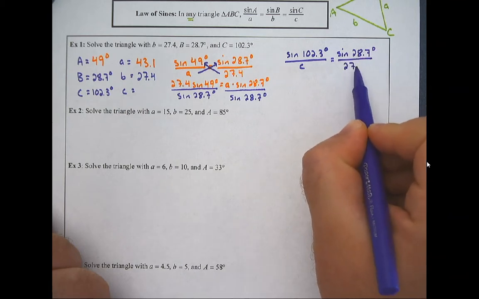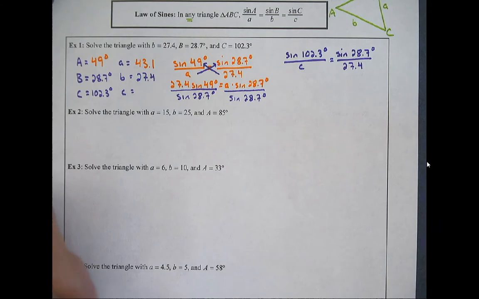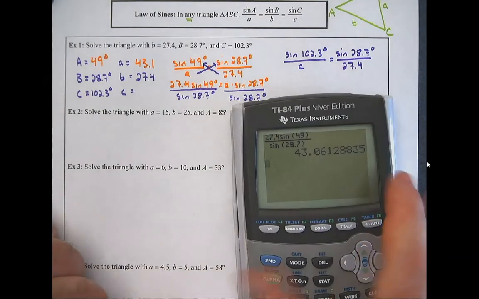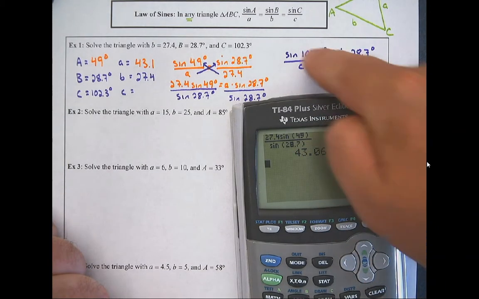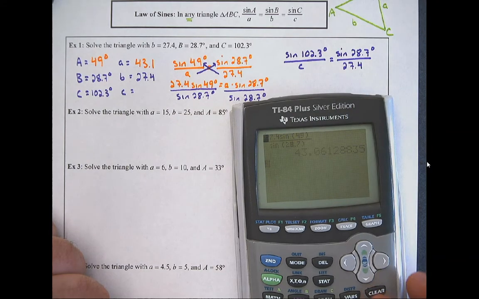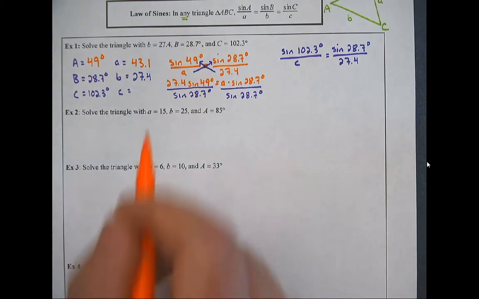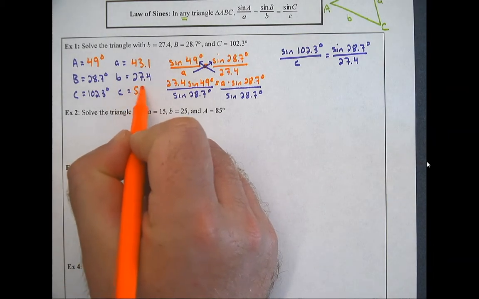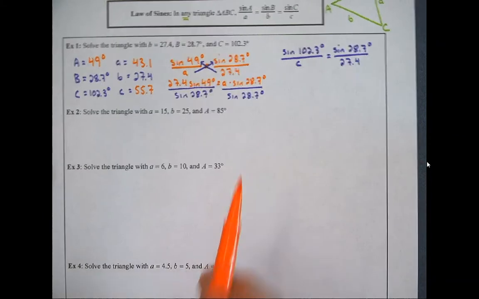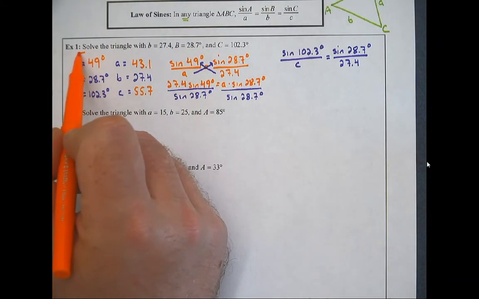Over 27.4. I'm going to solve this one just on my calc. I'm going to multiply that across, and I'm going to divide by this. So I'm going to do 27.4 times sine of 102.3, then divide it by sine of 28.7. We get 55.7. Which then we can box that in and put it up on our fridge.